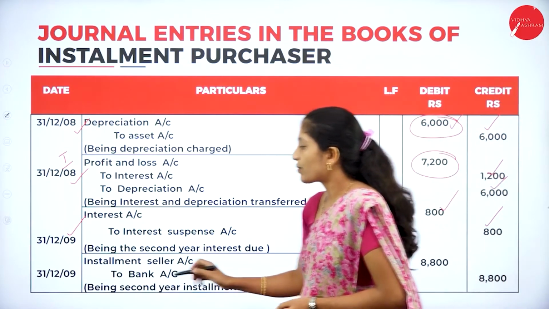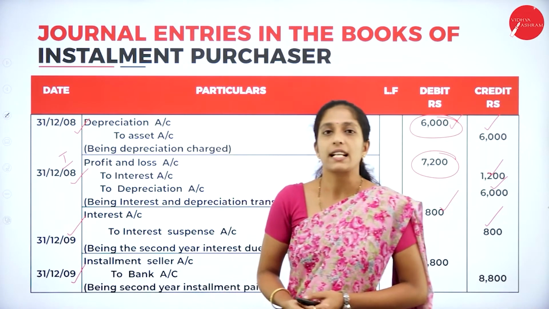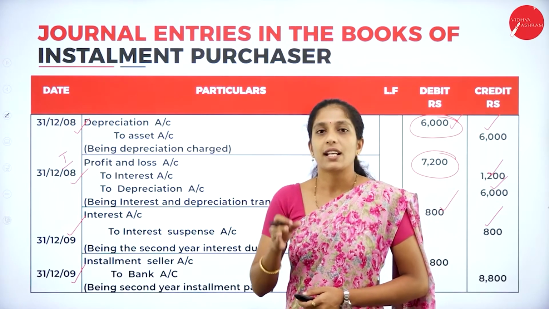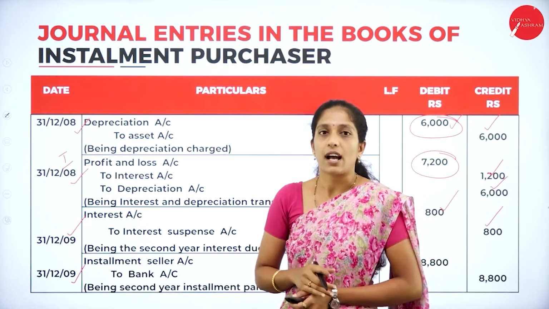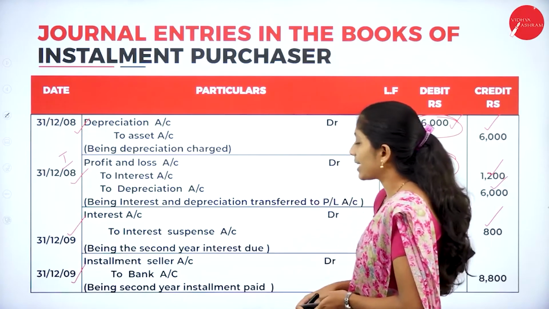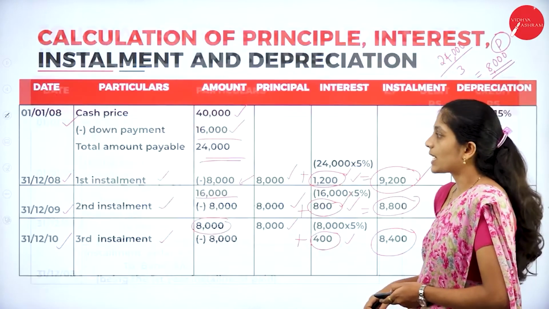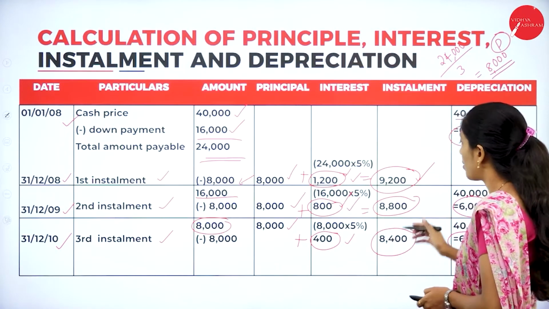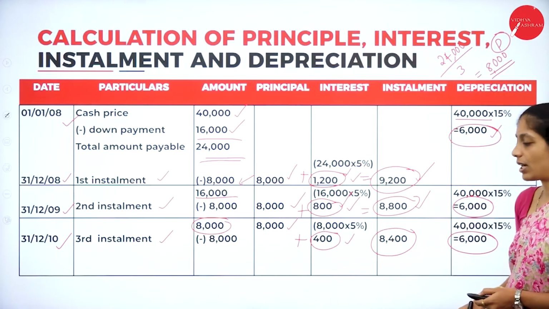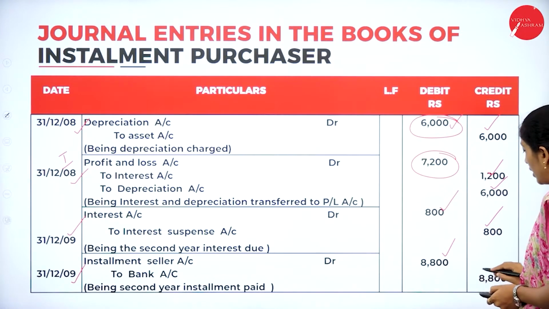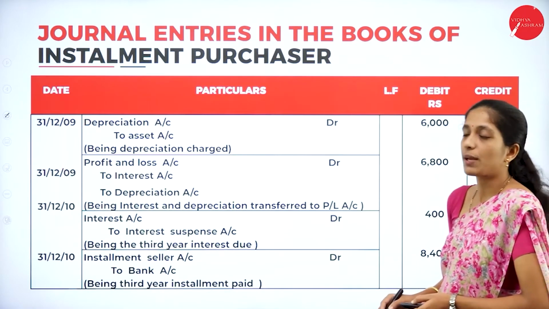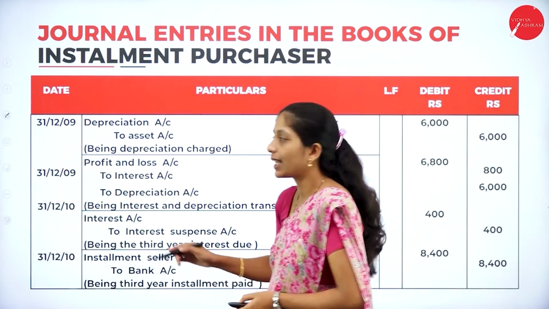The next entry is for installment paid, that is the second installment paid. So what is the entry? Installment seller account debit to bank account, being the second year installment paid. So what is the second year installment? That is how much? 8,800. So record that amount.